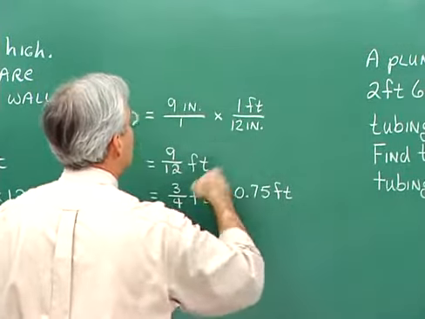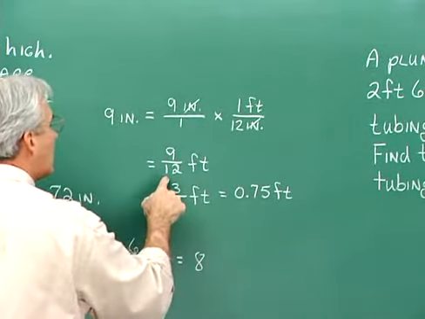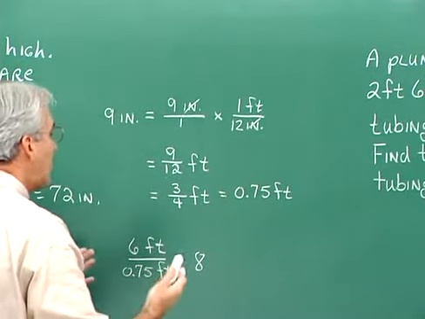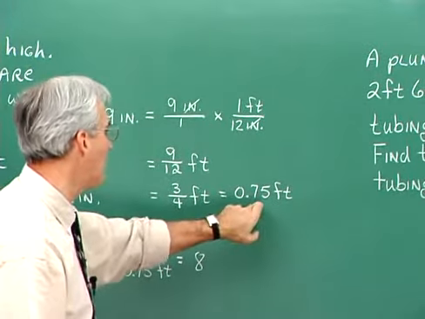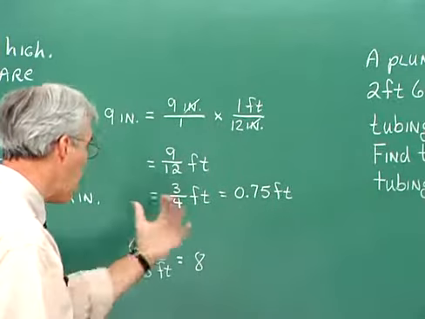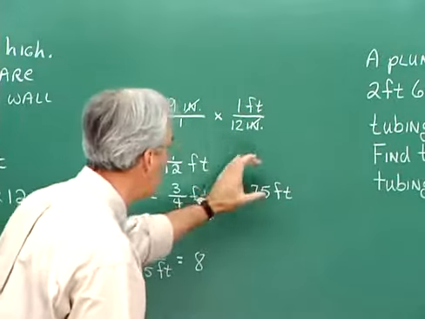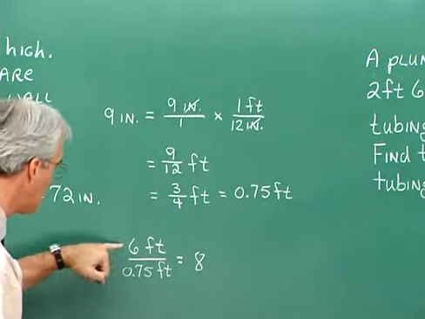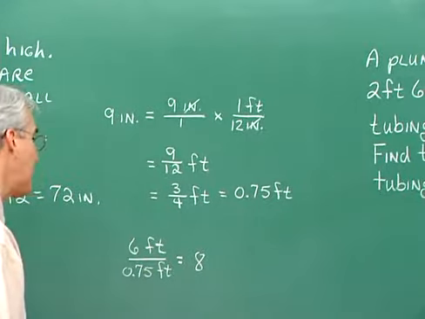1 foot is 12 inches, so the inches go out. And we have 9 times 1, 9 in the numerator, 1 times 12, 12 in the denominator, and we bring down feet, so 9 twelfths. Well, now we change that into a fraction or a decimal or something. So 9 twelfths turns out to be 3/4. Oh, that's 75 hundredths. So 9 inches is 75 hundredths of a foot. And now the division process is one of 75 hundredths into the 6 feet, or 6 feet divided by 75 hundredths. And going through the process, we find, again, that we get 8 rows as expected.